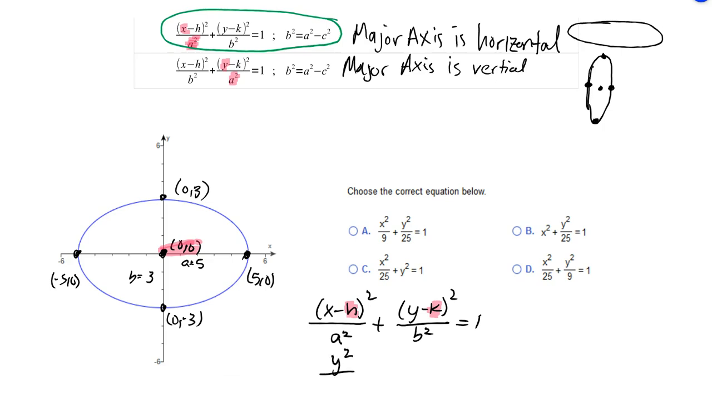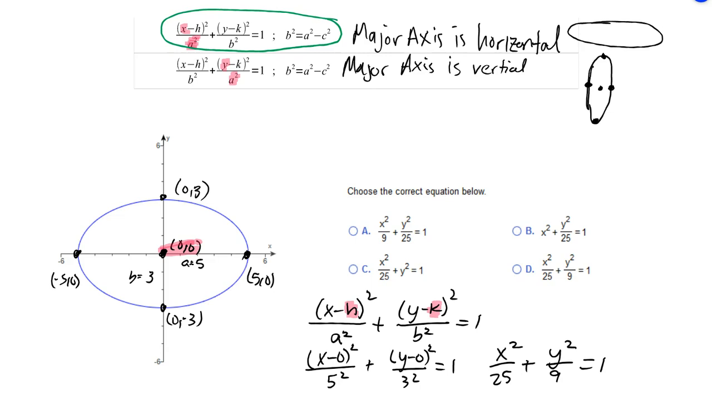We've got, sorry, I got that mixed up a little bit. We've got an x minus h. That's x minus 0 squared over a squared. A is 5. Then we have y minus 0 squared over 3 squared, since b is 3. And when we simplify, we get x squared over 25 plus y squared over 9 equals 1. So that is this answer choice here. X squared over 25 plus y squared over 9 equals 1.